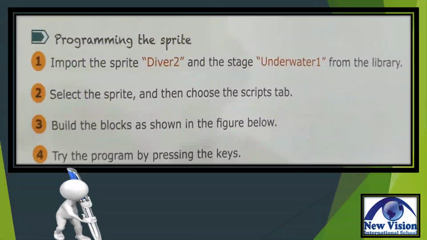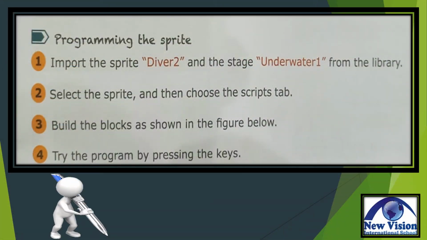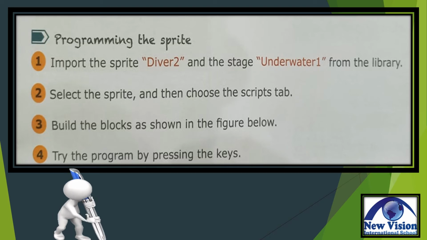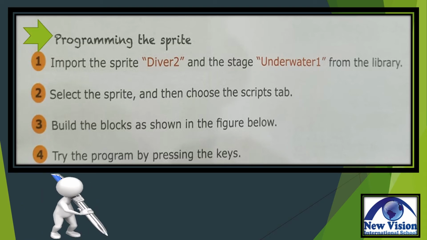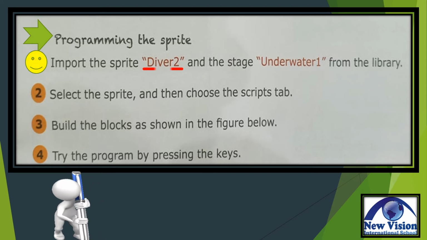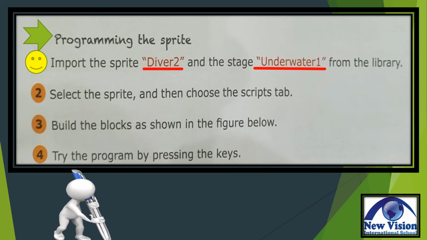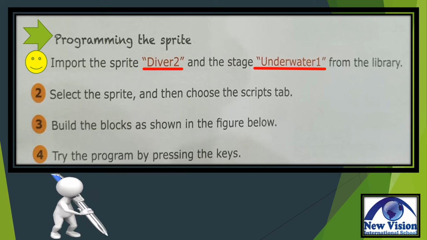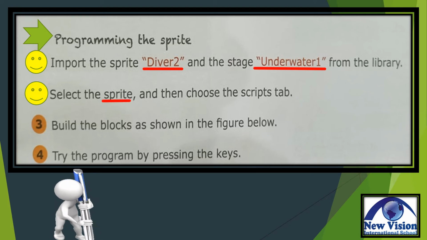And finally, for the third objective, you should follow the following in order to program the sprite. Number 1, import the sprite diver 2 and the stage underwater 1 from the library. Number 2, select the sprite and then choose the script stub.